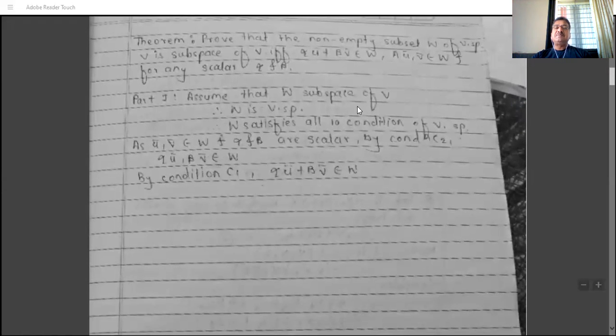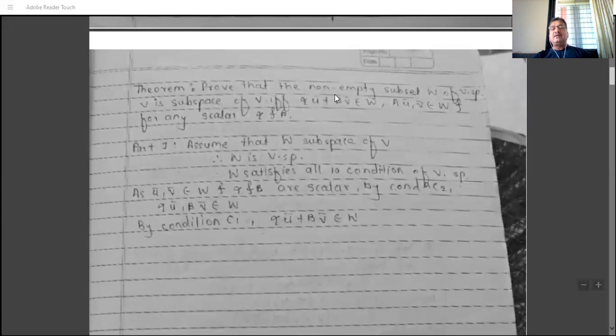So I assume that W is a subspace of V, then W satisfies all the 10 conditions. As U bar and V bar are any elements of W, and alpha and beta are scalars, by conditions C1 and C2 combined we have, by using condition C2, alpha into U bar and beta into V bar belong to W, because W satisfies all 10 conditions. By the C2 property, any scalar and any element of W belongs to W. So alpha U bar and beta V bar belong to W. And by condition C1, alpha U bar plus beta V bar belongs to W, because addition of every two elements of W belongs to W, condition number C1. And therefore we have part 1.